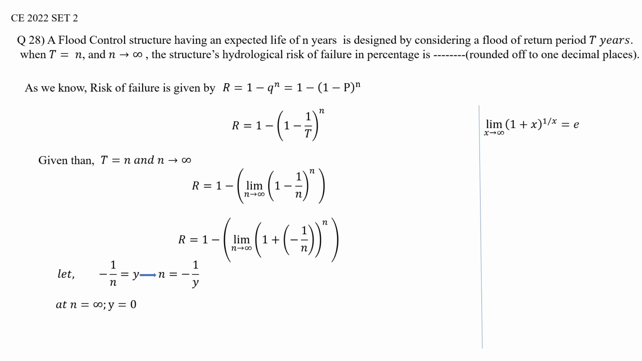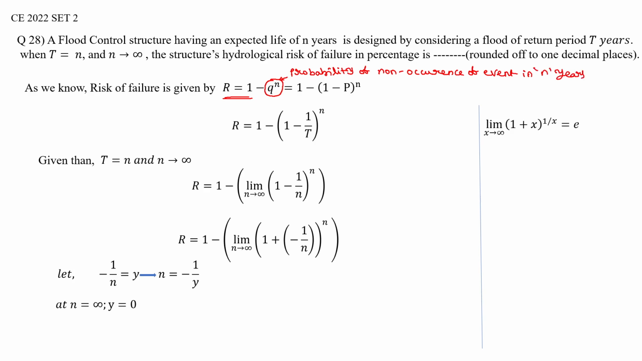Okay, so this I have shown you: risk r equal to 1 minus q power n. See, this q power n is the probability of non-occurrence of the event in n years.